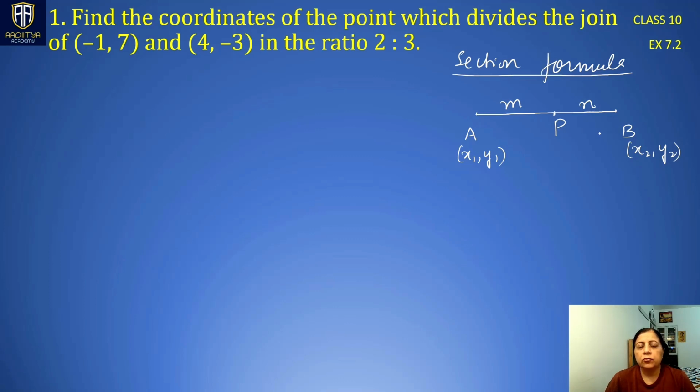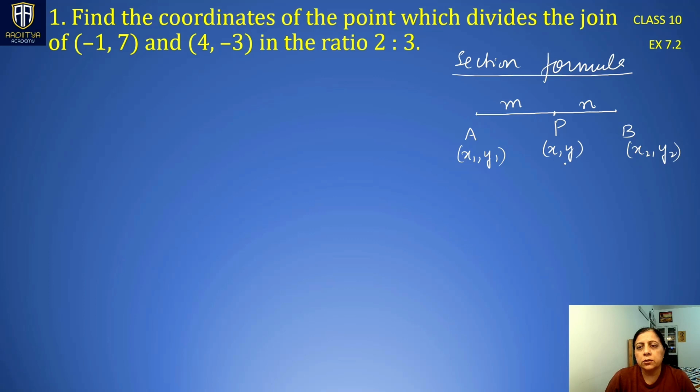Till class 10th, we are not dealing with external division, so I'm not explaining it here. Internal division means we have this point on the line segment AB itself. So let us assume that P divides AB in the ratio m:n.